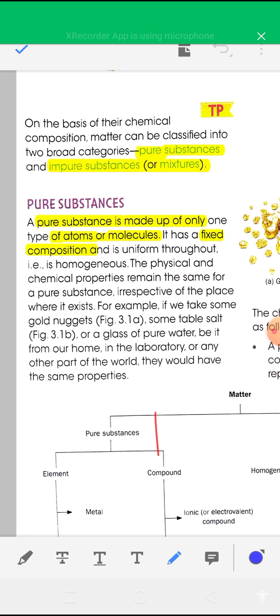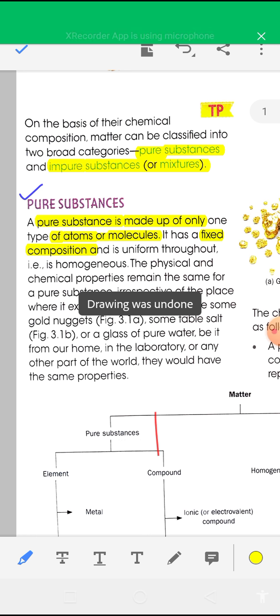Now see, pure substances. What are pure substances? A pure substance is made up of only one type of atoms or molecules, and it has a fixed composition and is uniform throughout, that is, it is homogeneous in nature. So a characteristic of pure substance is that it has a fixed composition and is uniform throughout.